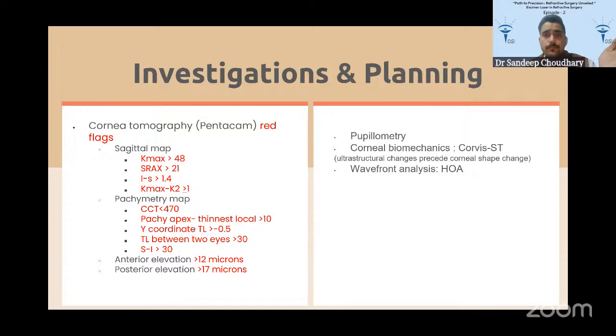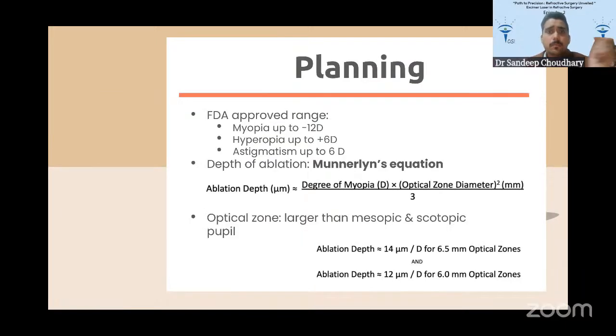And apart from that, wavefront analysis is important to know the higher order aberrations, and based on the amount of higher order aberration the patient has, we need to plan if the patient needs an optimized, customized, wavefront-guided or topography-based procedure, which we will discuss in today's session only, I think. So this is important. Now coming specifically to PRK, the FDA approved range for PRK is a wide range, from +6 in hyperopia to -12 in myopia, and astigmatism up to 6 diopters.